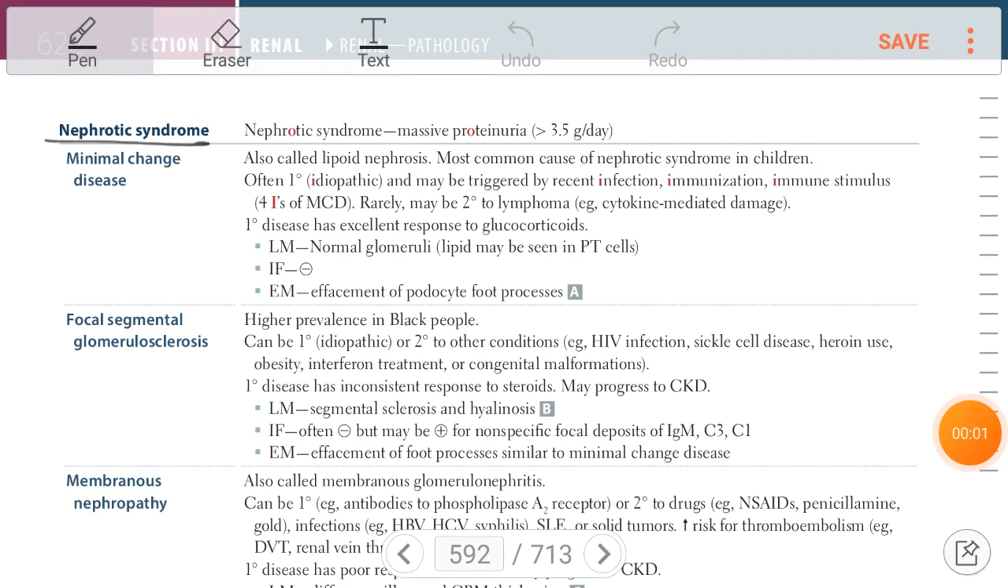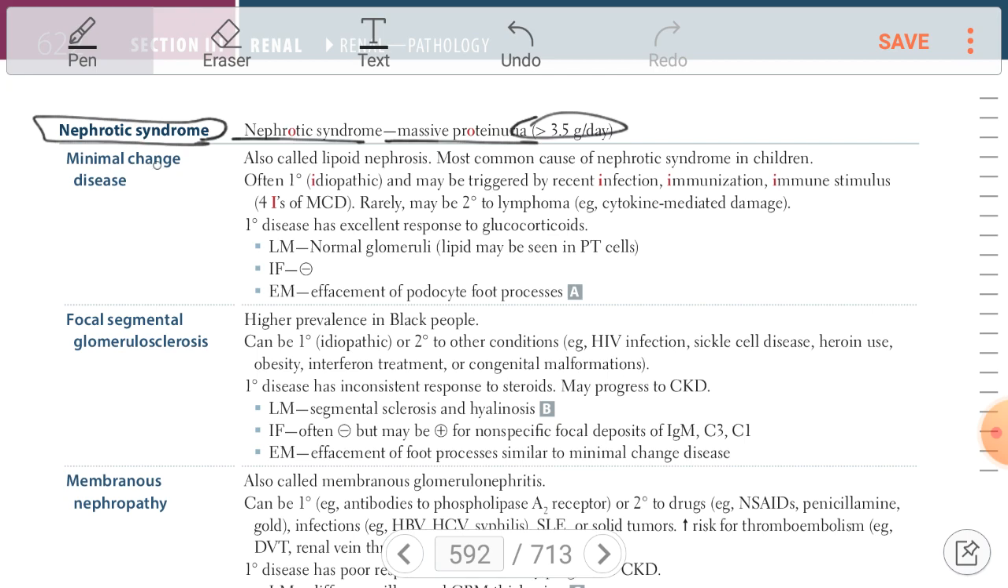I will speak about nephrotic syndrome. Nephrotic syndrome, there is what? There is massive proteinuria, more than 3.5 grams per day. So it's a damage to what? Damage to the podocytes.